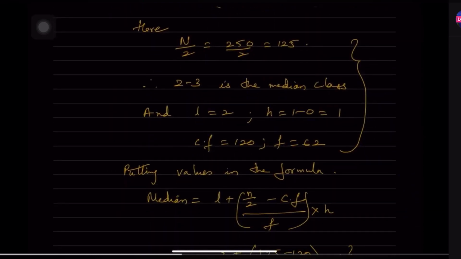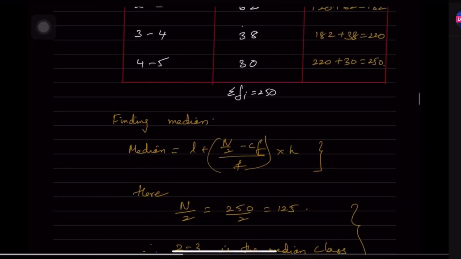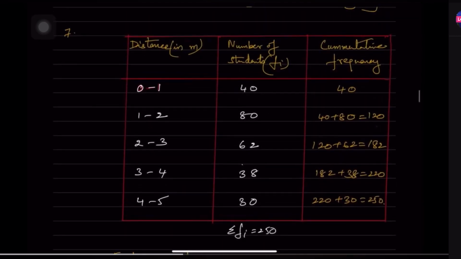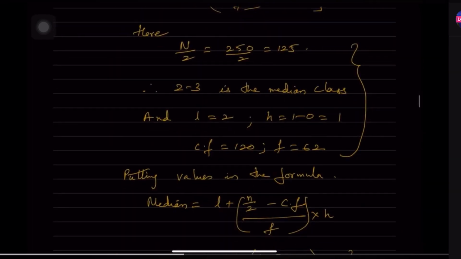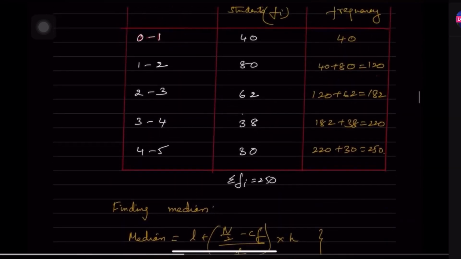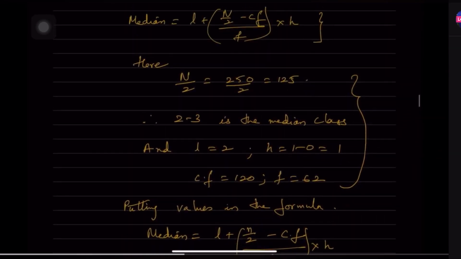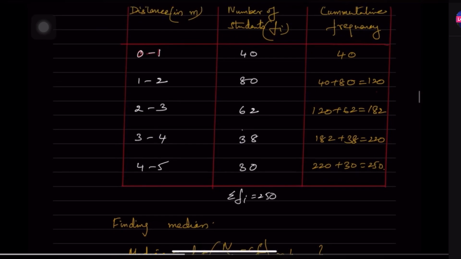Therefore 2 to 3 is the median class, and L is equal to 2, H is equal to 1 minus 0, because 0 to 1 or 2 minus 1 or 3 minus 2 or 4 minus 3, that is the size of the class, which is equal to 1. Now cumulative frequency is that frequency.